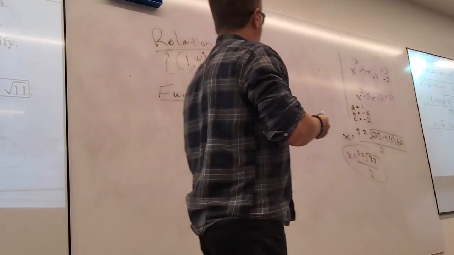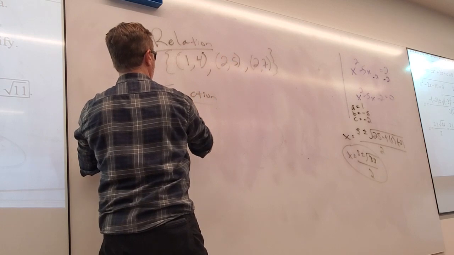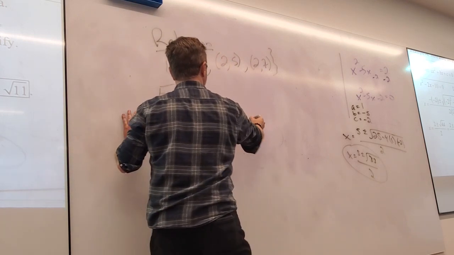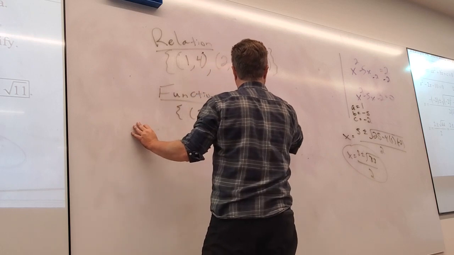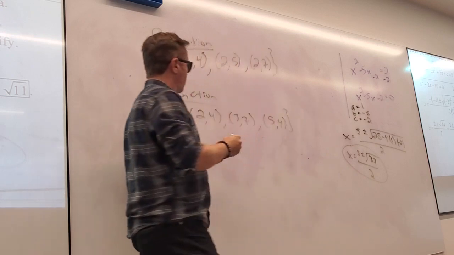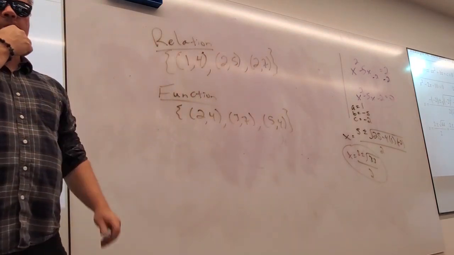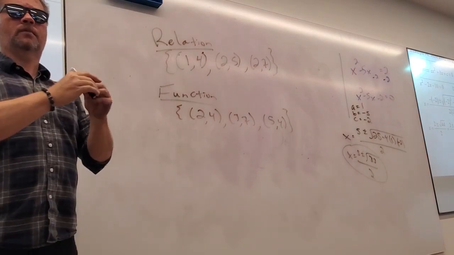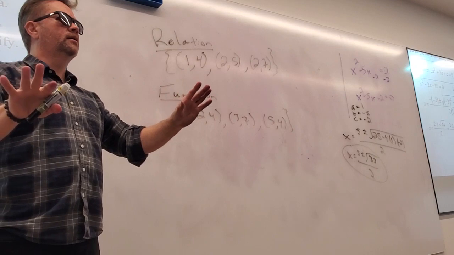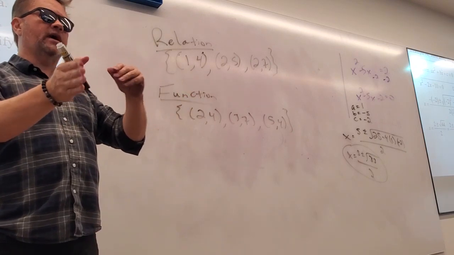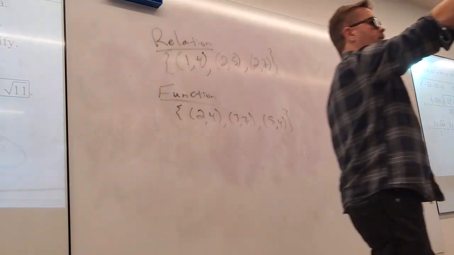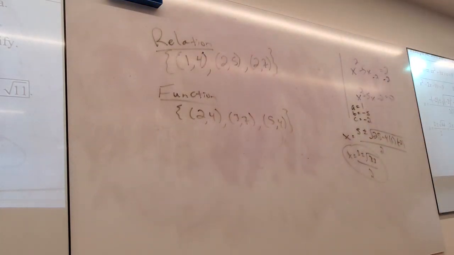Okay, maybe. So a function would be something like 2, 4, 3, 7, 5, 4. Now, real quick, does anyone think I've made a mistake? What shows up twice? The 4. But why is that okay? Is there any input that has more than one output? No.